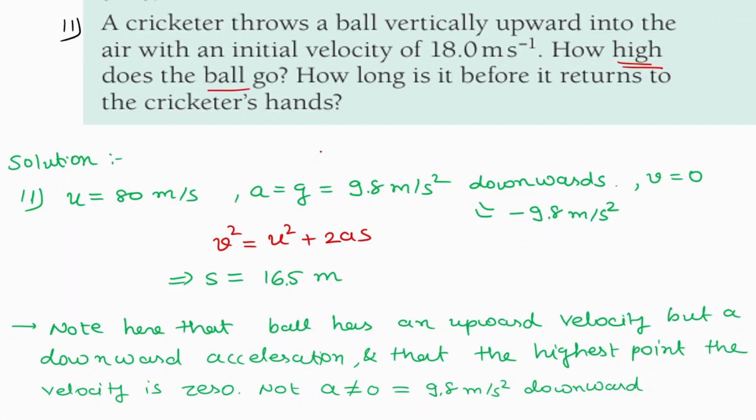Now in the second question, we need to find time. Here I mention why we take v equal to 0 and g here. The ball has an upward velocity but a downward acceleration. At the highest point, velocity is 0, but the acceleration is not 0. This is the final point. At this point g is always there, but at this point v is equal to 0.